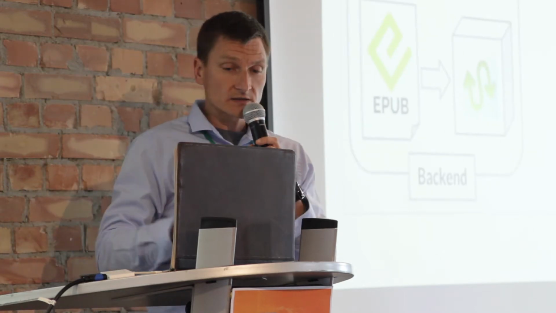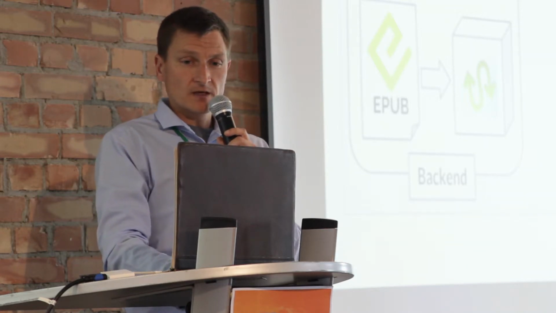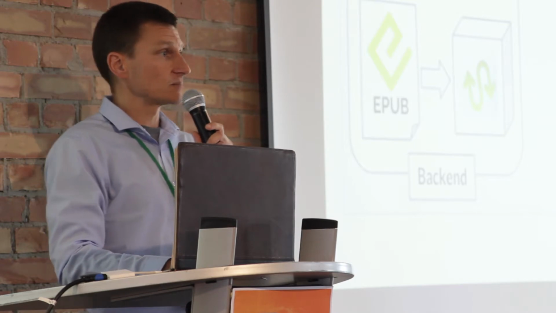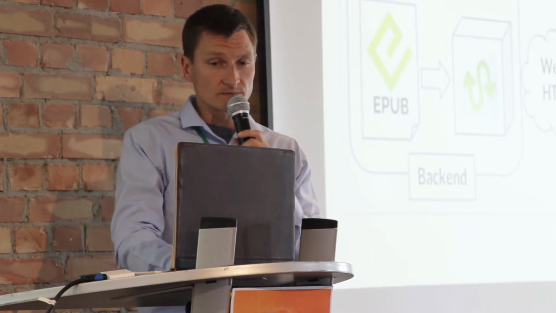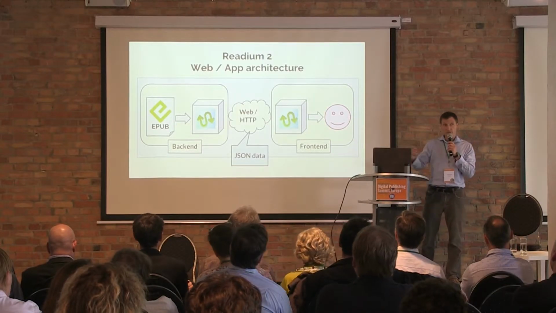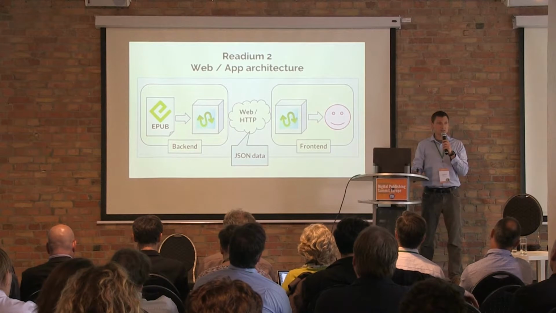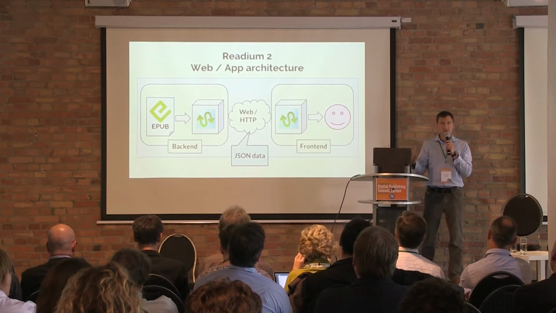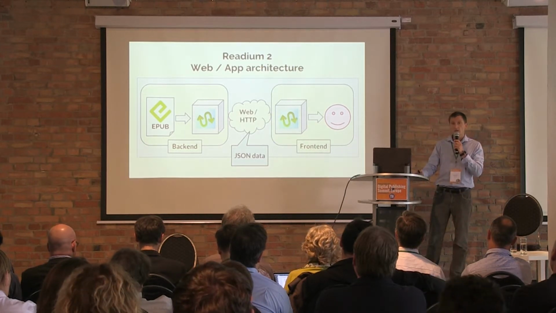That being said, let's have a look back at the Readium 2 web architecture, or app architecture. It's the same thing. On the left-hand side, the back end, the EPUB publication, with some building blocks to load and process this data. On the right-hand side, the front end with the user experience, and again, building blocks to enable that user experience. In the middle, either the web or some kind of HTTP communication. The data that is transported from the back end to the front end via HTTP is JSON. For those of you who don't know, JSON is a fundamental technology on the web. It's the de facto go-to standard for transporting data on the web.